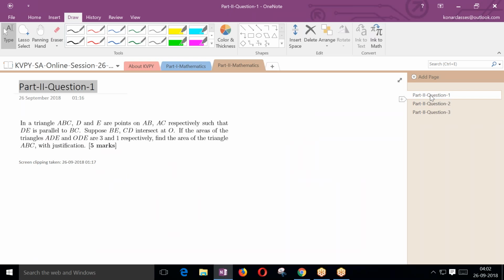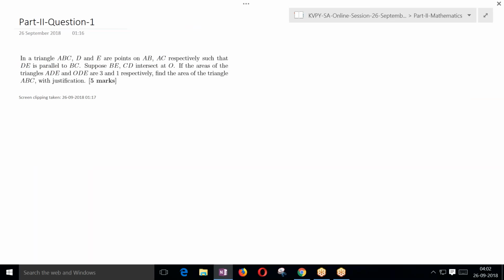So in a triangle ABC, D and E are points on AB, AC respectively, such that DE is parallel to BC. Let us draw the triangle first, so that it will be helpful to us to understand and to make the visual representation effectively.